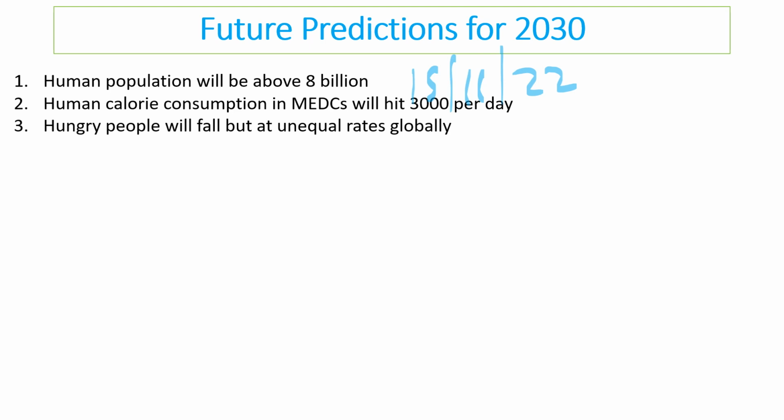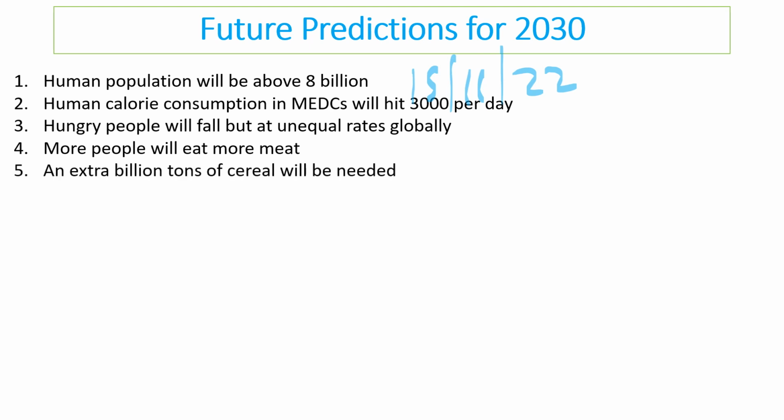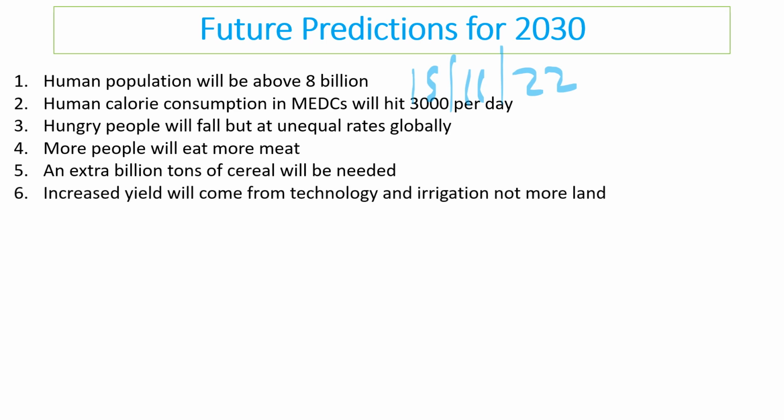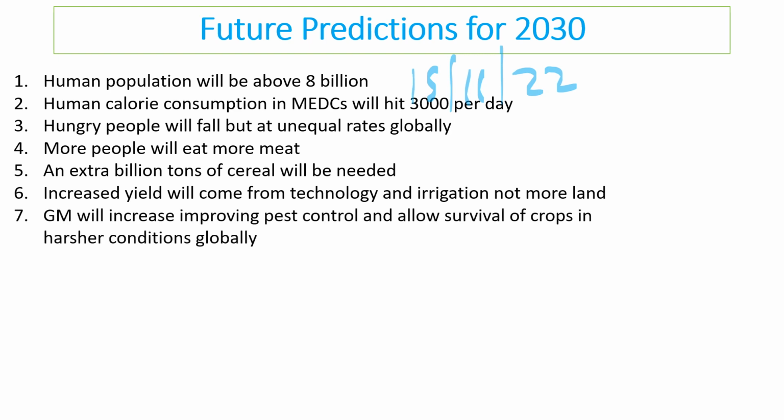The number of hungry people around the world will fall, but that won't happen equally; it'll happen in different places at different times. More people will eat more meat, which you can see by the cattle increase around the world. An extra billion tons of cereal will be needed to help feed the world. Increased yield will come from technology and better irrigation, but not from using more land. Genetically modified crops will increase food production by improving pest control and allowing crops to survive harsher climate change conditions. Aquaculture will also have to increase.